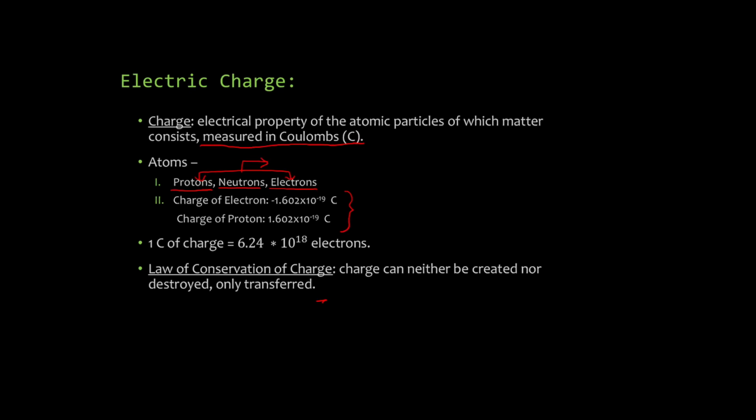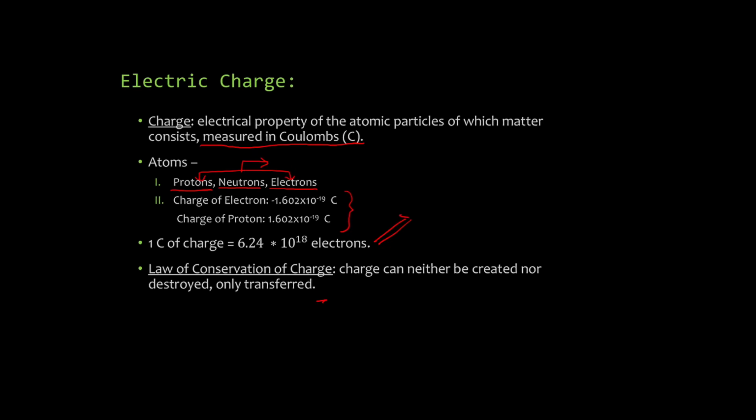And these protons and electrons have the same charge but different signs. So for example, the charge of an electron is negative 1.602 times 10 to the negative 19th coulombs, and the charge of a proton is positive 1.602 times 10 to the negative 19th coulombs. So 1 coulomb of charge is equal to 6.24 times 10 to the 18th electrons. So this shows that it takes a lot of electrons just to produce 1 coulomb of charge.